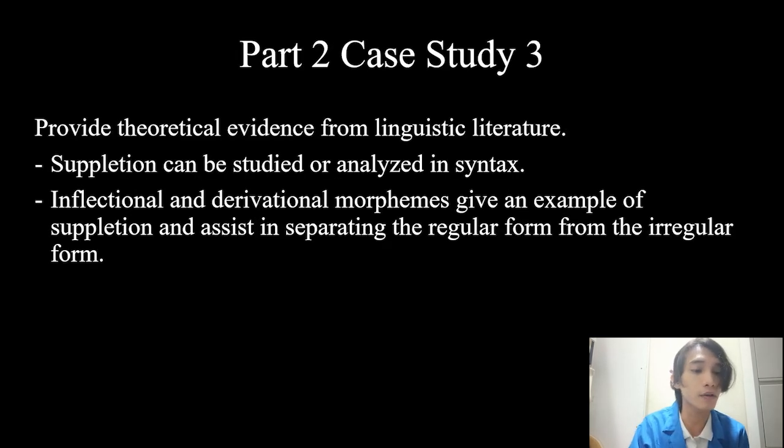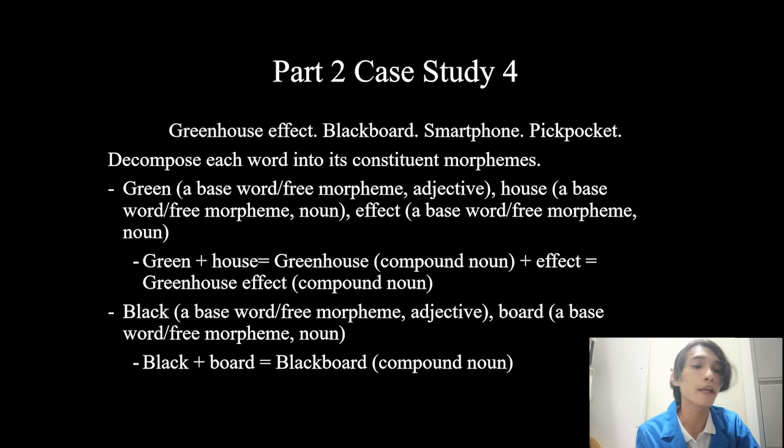Then, provide theoretical evidence from linguistic literature. Suppletion can be studied or analyzed in syntax, and then inflectional and derivational morphemes give an example of suppletion and assist in separating the regular form from the irregular form. Then we go to case study 4: greenhouse effect, blackboard, smartphone, pickpocket.